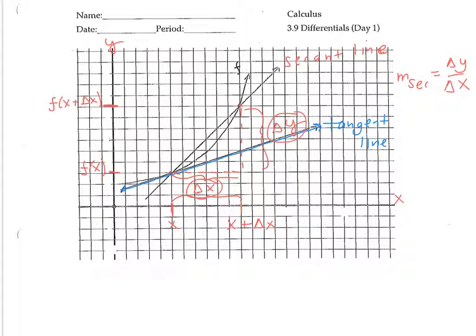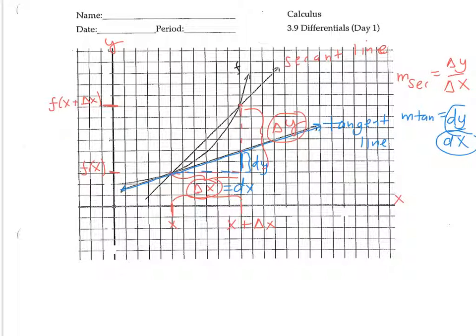All right, now take a look at your tangent line. The slope of the tangent line, remember, is found by taking the first derivative. So the slope of the tangent is dy divided by dx. Now, in this case, if you take a look at dx on our graph, it's actually the same as delta x. So delta x is equal to dx. Now, the dy piece is the change in y for the tangent line. That's this little piece right over here. So we're going to label that with dy.